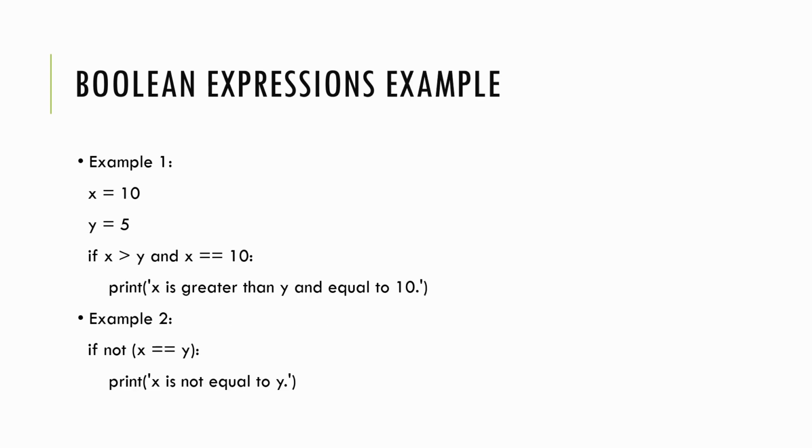In this example, we check if both conditions are true using the AND operator. If x is greater than y and also equal to 10, we print a message. Similarly, we use NOT to inverse the Boolean value of the condition. If x is not equal to y, the message is printed.